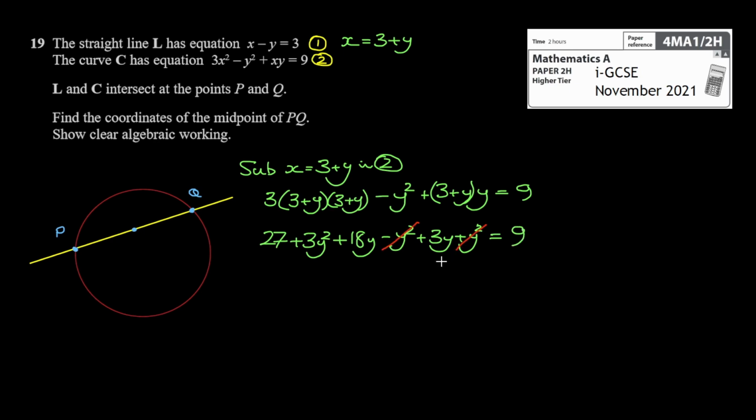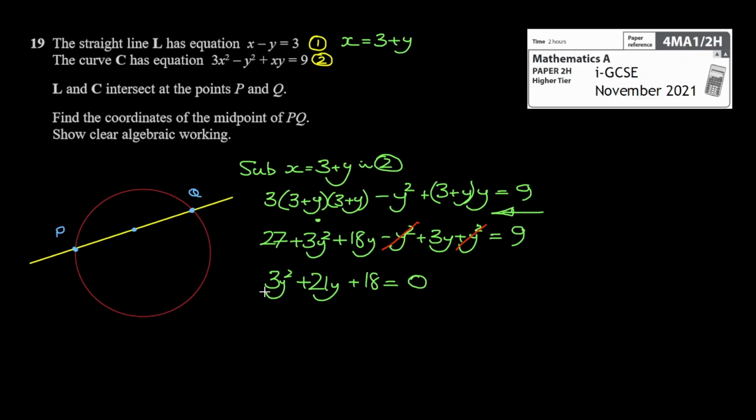2 of the y squareds disappear, and the rest we've just got to gather up. Ultimately, we're going to push everything onto the left-hand side. Okay, so the y squareds first. I get 3y squared. Now the y's, I've got 18 plus a further 3, no others, so this is plus 21y. Now the numbers, I've got 27, take away 9, so this is going to be plus 18, and that's equal to 0.